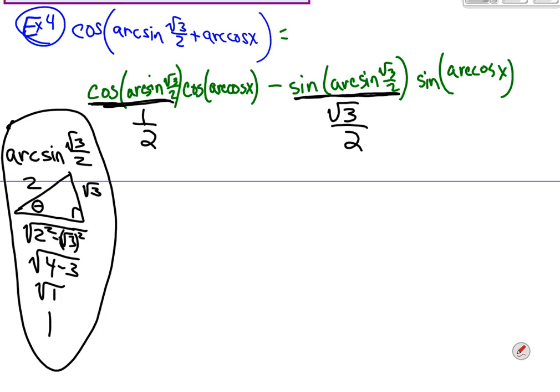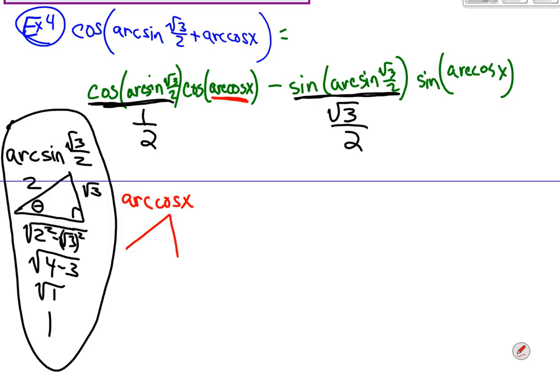So now I want to talk about just this arc cosine of x. When I have the arc cosine of x, that means there is some angle whose cosine is equal to x.